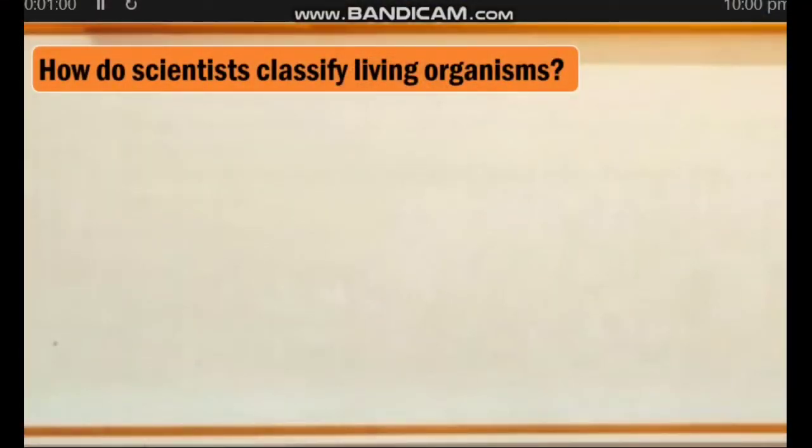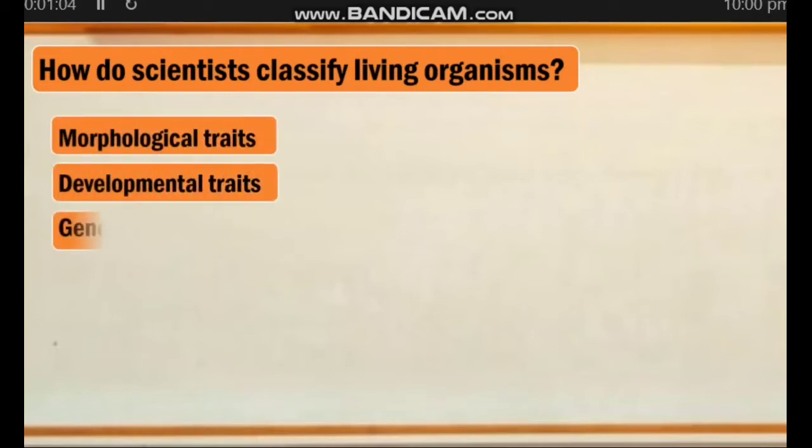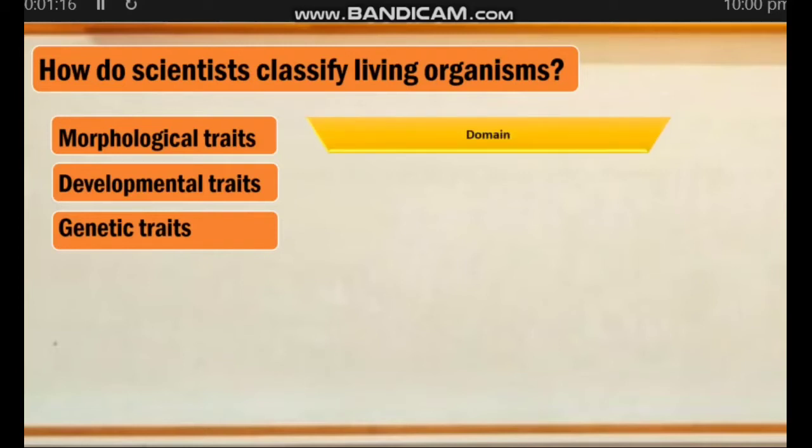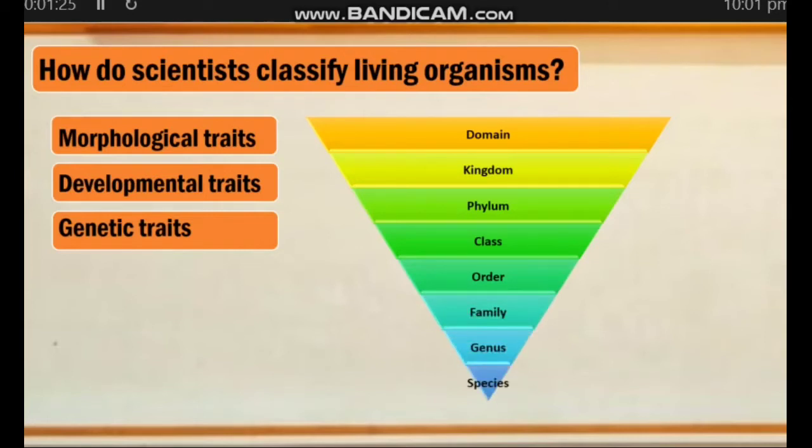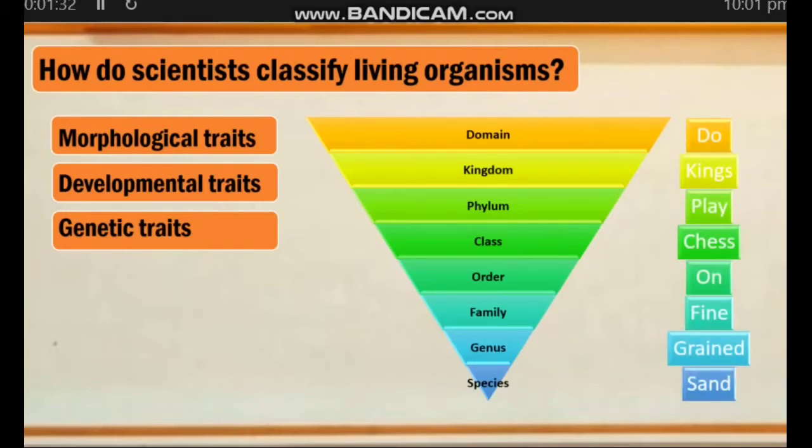All organisms are classified based on morphological traits, developmental traits, and genetic traits. Based on this, they are organized from larger to smaller or more specific categories. This hierarchy includes the domain, which is the largest and most inclusive, followed by kingdom, phylum, class, order, family, genus, and species. You may use mnemonics to easily remember this hierarchy, such as, do kings play chess on fine-grained sand?